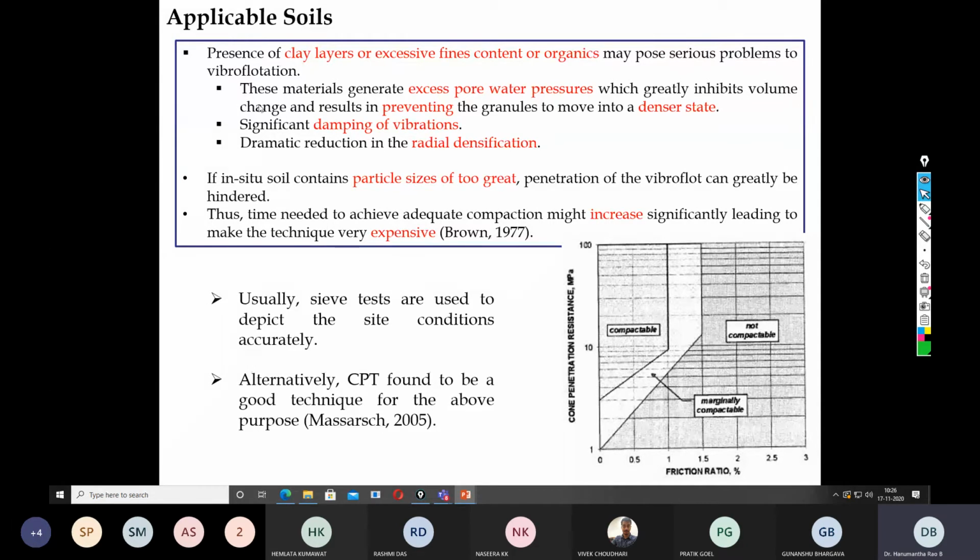So these talk about some negative aspects of the fines content. The presence of clay layers or excessive fines content or organics may pose serious problems to the vibro flotation. These materials generate excess pore water pressure, which greatly inhibits volume change. If there is no quick dissipation of the excess pore water pressure, then the volume change will not happen instantaneously. Just try to recall all the discussions we have had so far.